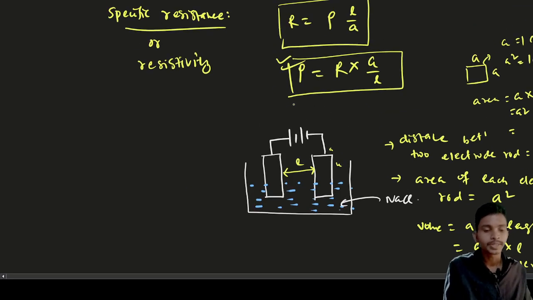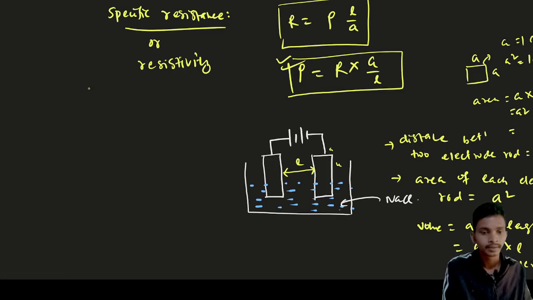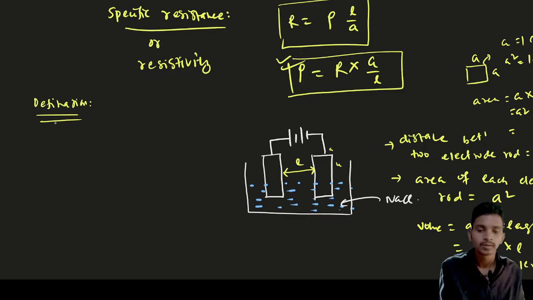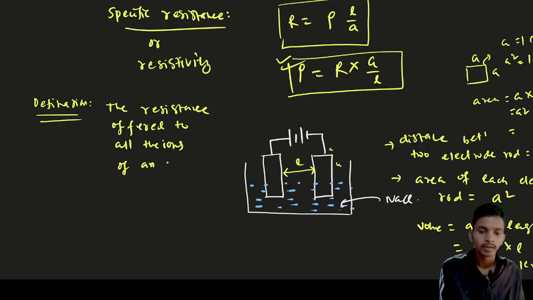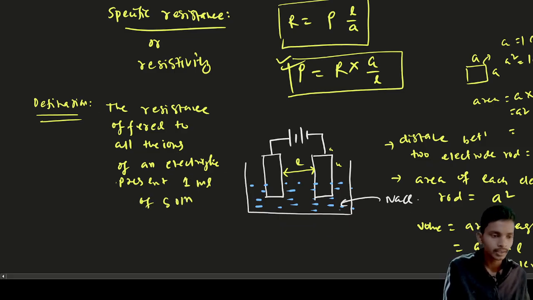So what does specific resistance say? The definition of specific resistance: the resistance offered to all the ions of an electrolyte present in 1 ml of solution. So this is 1 ml.